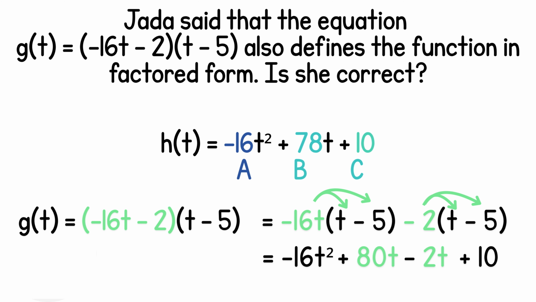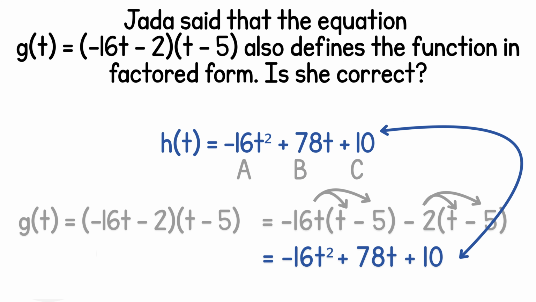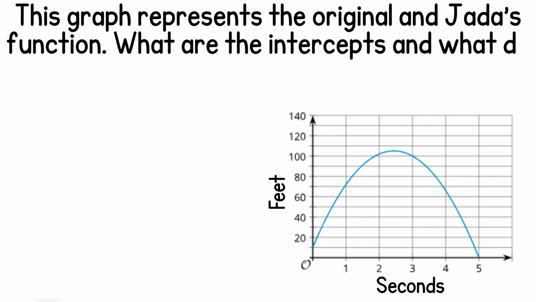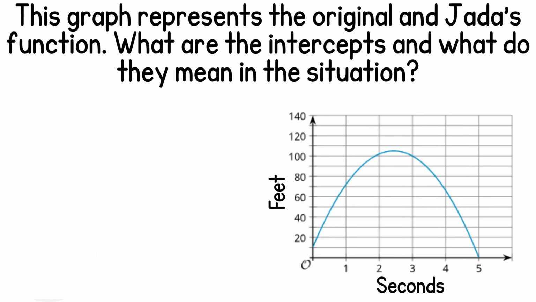We'll combine our like terms of positive 80t and negative 2t, and this gives us a final equation of negative 16t squared plus 78t plus 10. And now we can see that it matches our function of h of t, so Jada is correct. This graph represents the original and Jada's function. What are the intercepts and what do they mean in this situation?